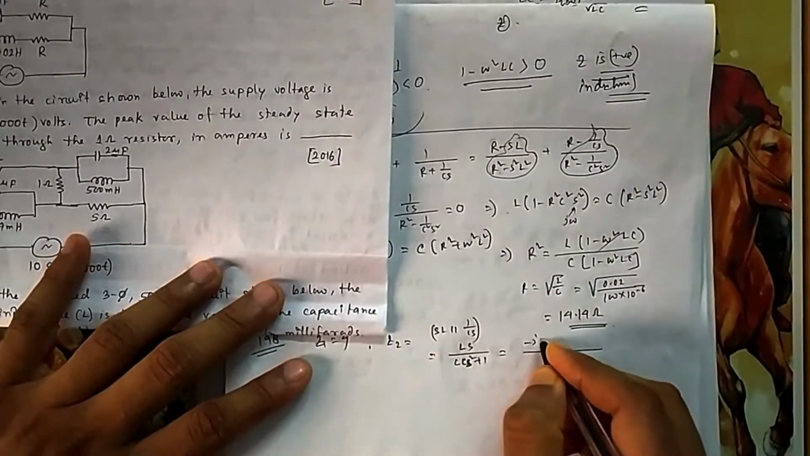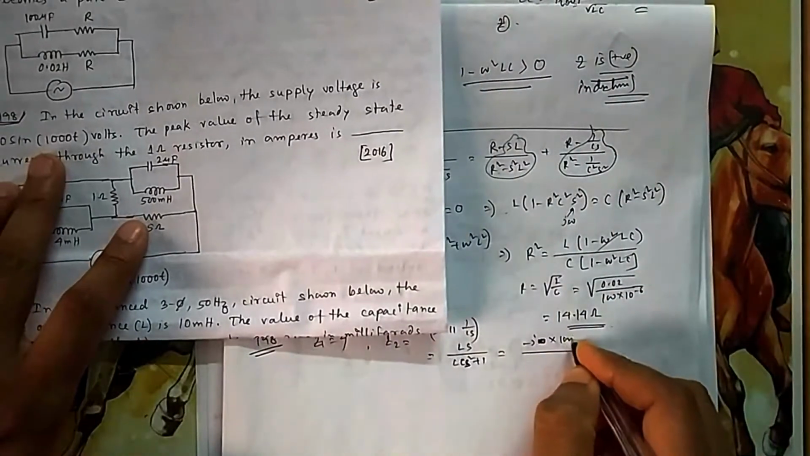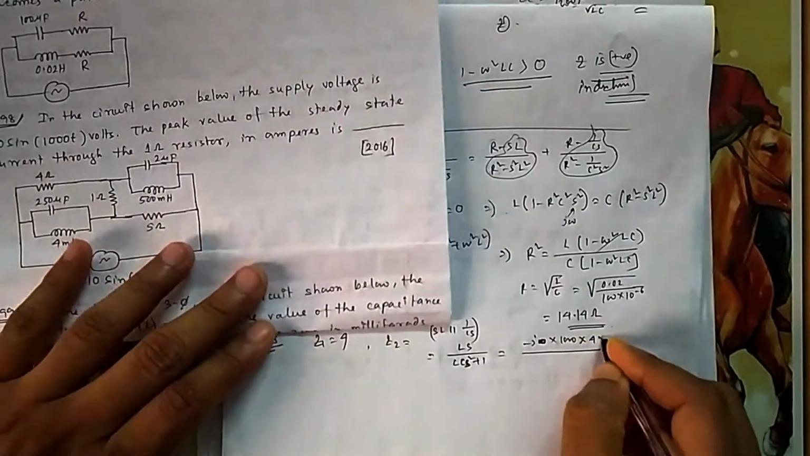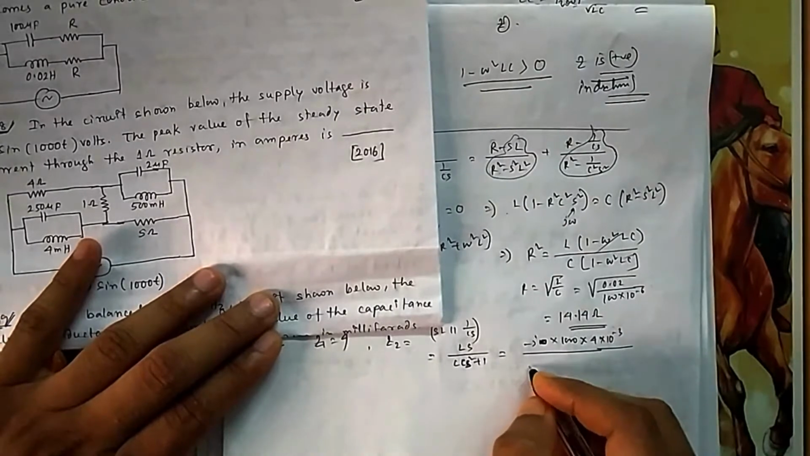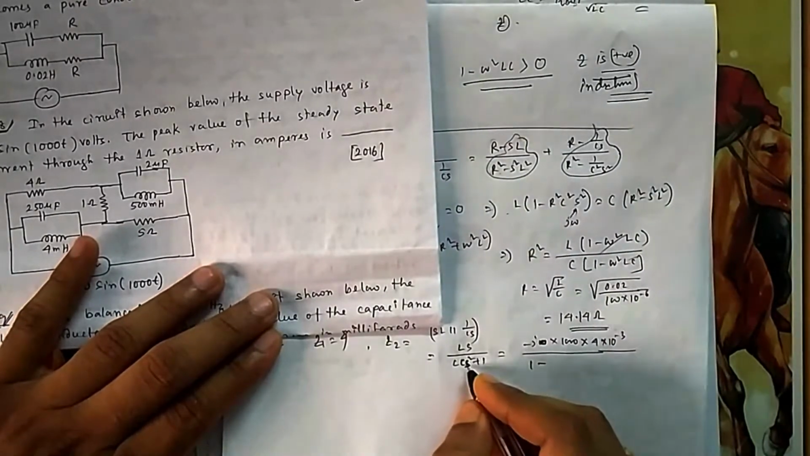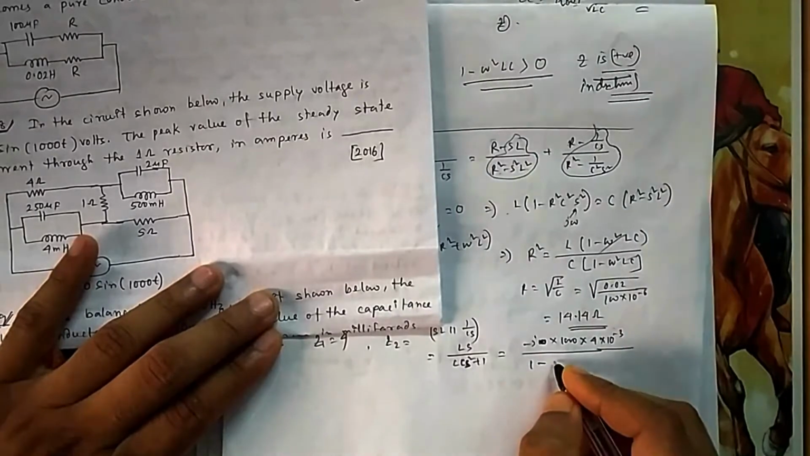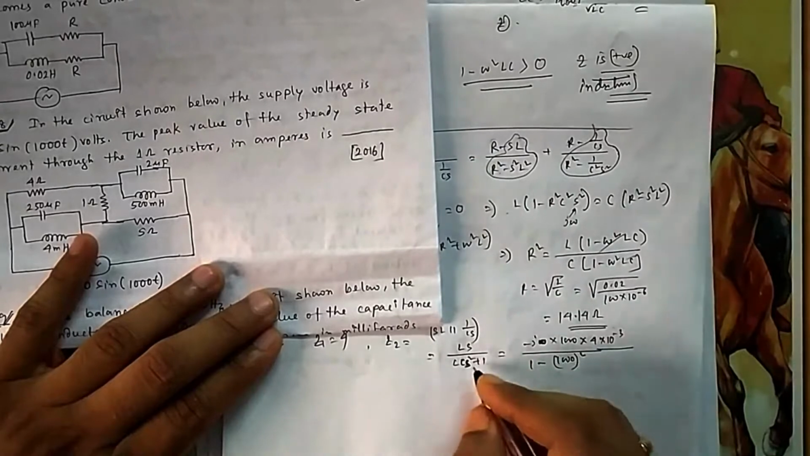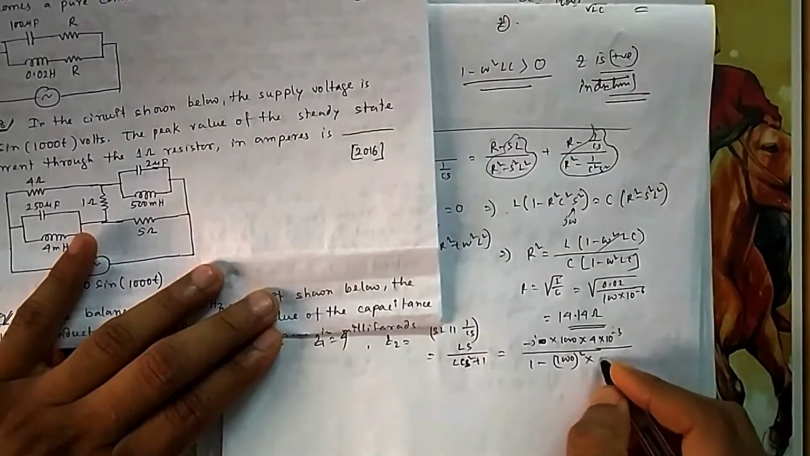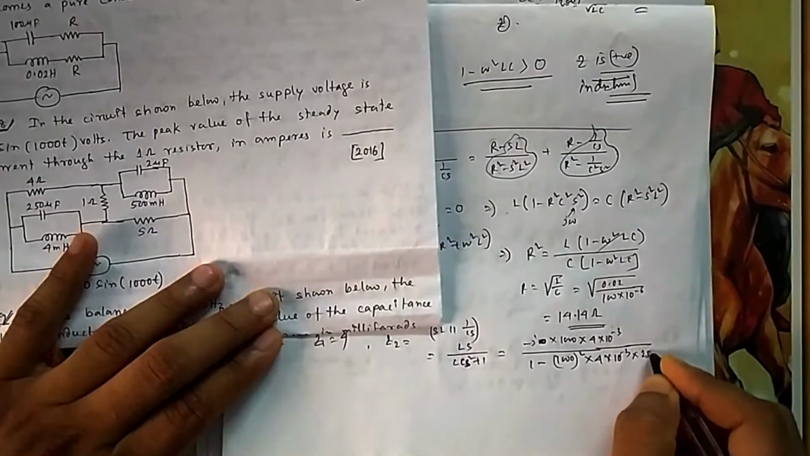So it will be minus j omega, and omega is already given, 1000. Then multiply by 4 into 10 to the power minus 3, this is your L, divided by 1 minus, because in place of S you are putting j, so j square will be minus, that's why I am putting 1 minus 1000 square omega square, 4 into 10 to the power minus 3, then your C is equal to 250 micro.